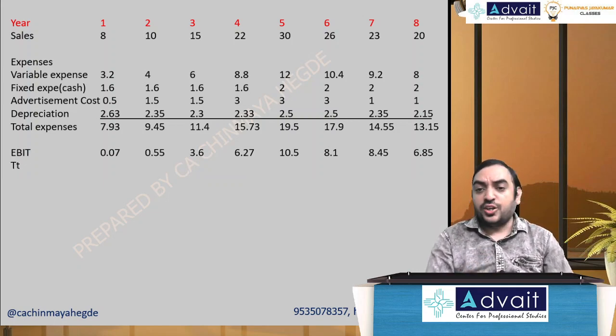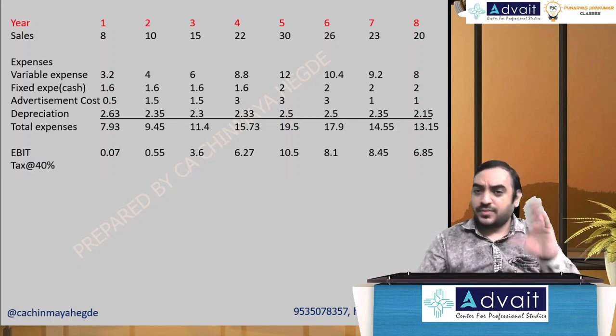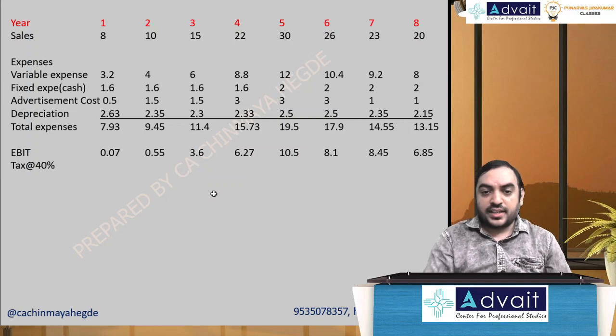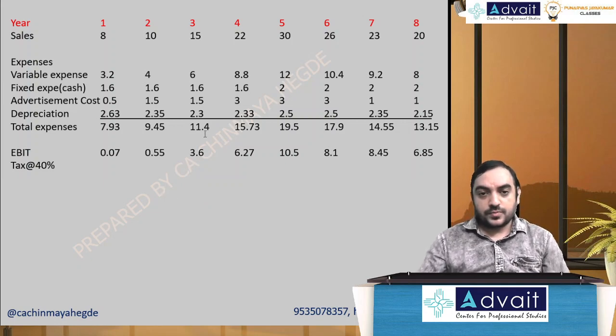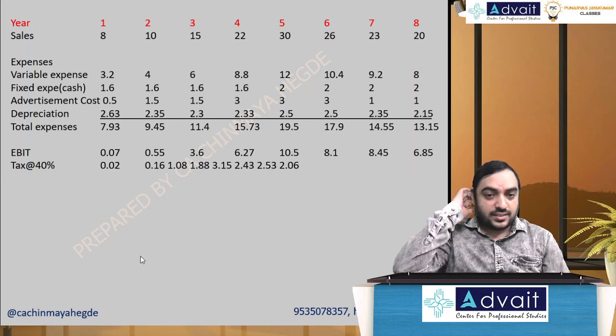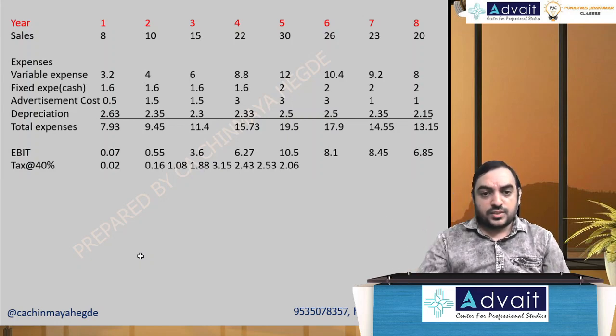You can do it directly into 1 minus T. We can directly go for profit after tax, or rather NOPAT, net operating profit after tax. Or you can also say tax at 40%. That also you can do, or into 1 minus T. That is also fine. Okay, so I'm deducting tax. You can directly do 1 minus T also. So after rounding it off, I get 0.07 into 0.4. You get 0.028. 0.03 I think I should have got.